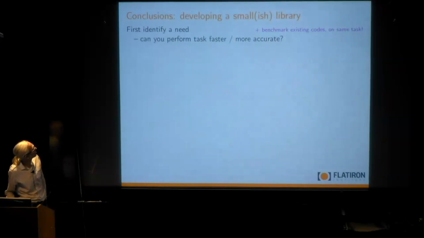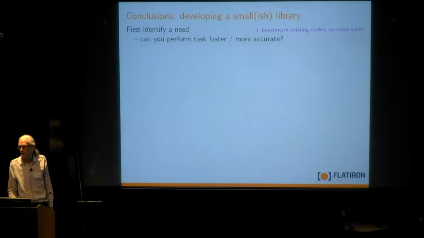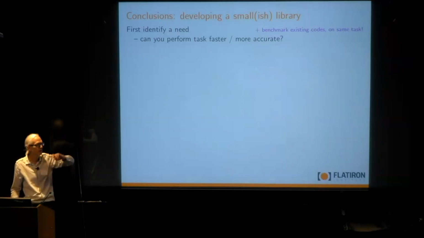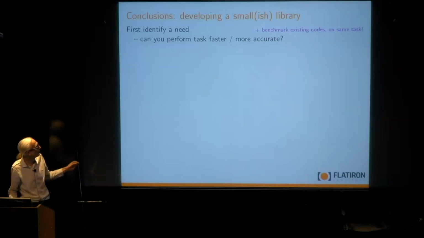And here are the conclusions. So, developing a small-ish library. I would say the library is small, but the machinery around it to make it easy to use isn't that small. First, identify a need, and that means you have to benchmark existing codes. And that means you have to wrap existing codes. And even that is painful, but you have to do it. Can you perform this task more accurately? If not, well, don't write a code.